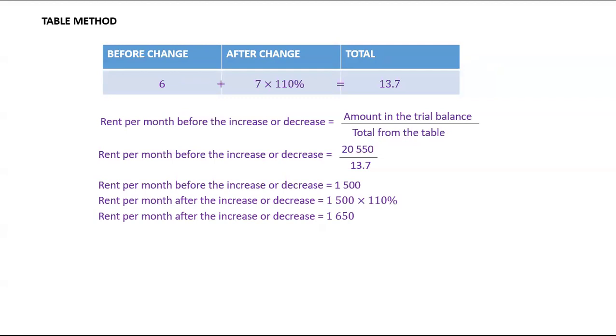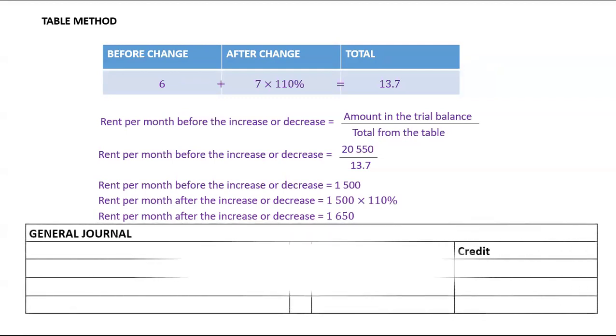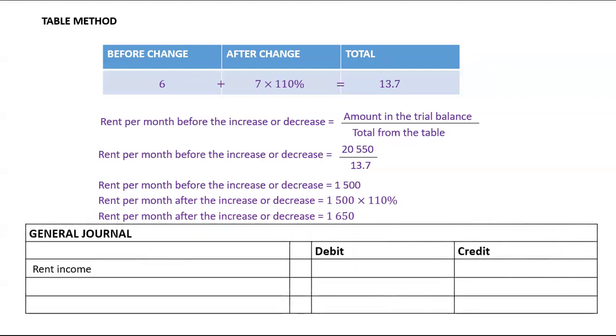We need to reduce our rent, so we'll debit rent income. Income decreases on the debit side. Then you credit income received in advance or deferred income, which is a liability.